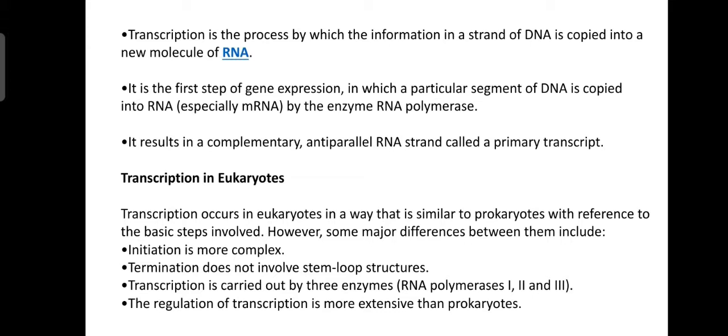The main important point to remember is that in eukaryotic transcription, three enzymes are involved: RNA polymerase 1, RNA polymerase 2, and 3. In prokaryotes, only one enzyme is involved, but in eukaryotic transcription there are three enzymes. Then the regulation of transcription is more extensive than that of prokaryotes. These are the major differences between eukaryotic and prokaryotic transcription.